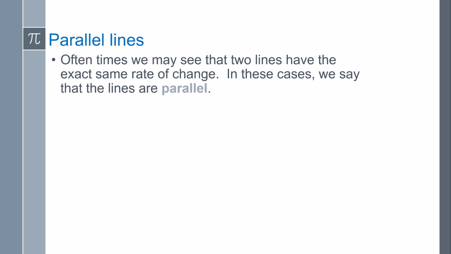Oftentimes, we see that two lines have the exact same rate of change. In these cases, we say that the lines are parallel. So by definition, two lines are parallel if and only if their slopes are equal. So that means your given slope equals, and we use this symbol, your parallel slope.